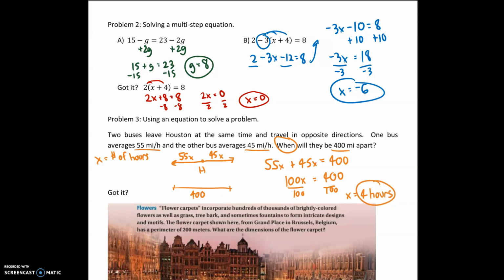If you're not sure on these types of questions, you can always substitute your answer back in. 4 times 55 is going to give you the distance that the first bus travels. 4 times 45 gives you the distance that the second bus travels.